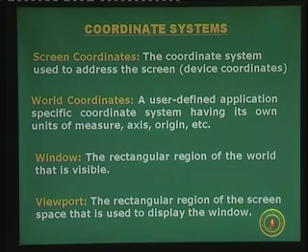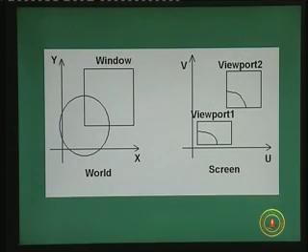To understand the different coordinate systems and their relations, look at the screen in terms of the world coordinate system and the windowed coordinate system on the left-hand side, and the screen coordinate system and the viewport coordinate system on the right-hand side. You see that the window is a small part of the world coordinate system, and a viewport is a small part of the screen coordinate system.